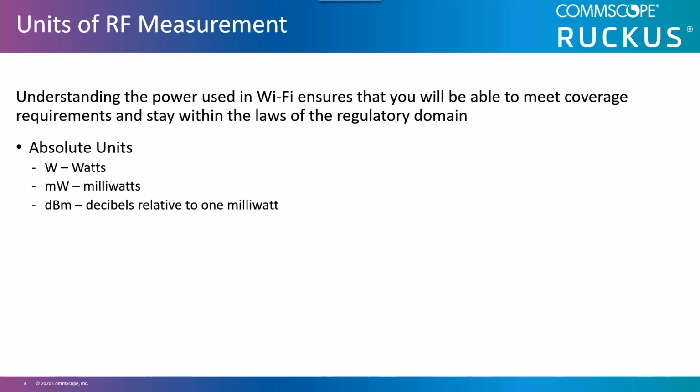The radios used in Wi-Fi are able to both detect and process very weak signals. And when dealing with these weak signals, it is easier to refer to the received signal strength indicator values in dBm rather than in milliwatts.